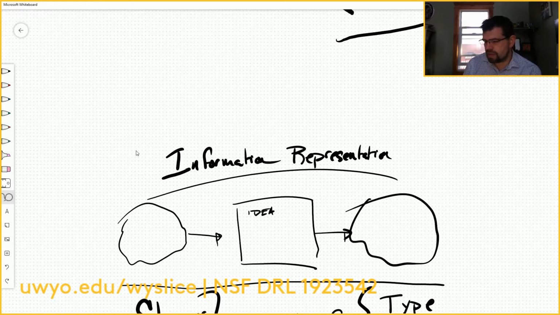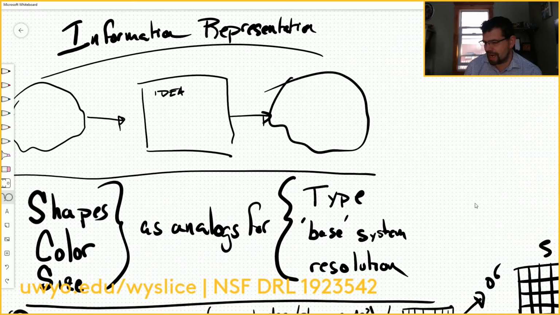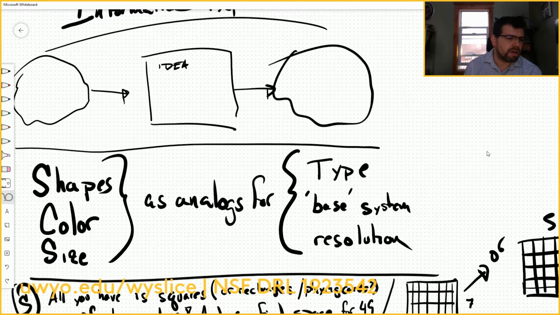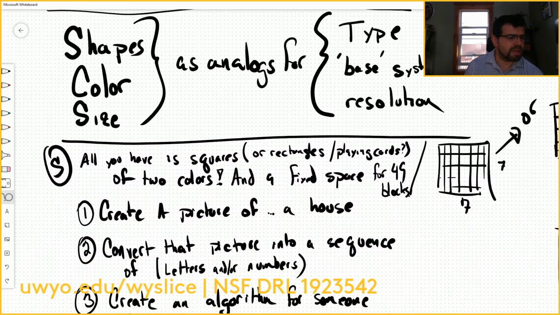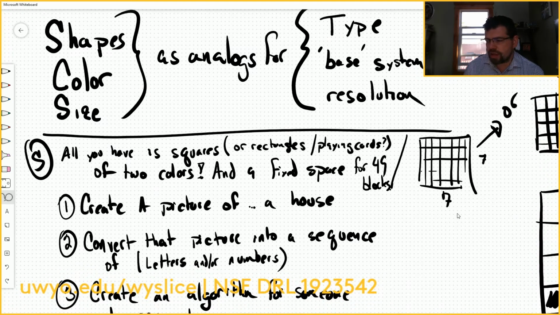So here is the overall premise. We're going to use shapes, colors, and size as an analog for type of number, base system potentially, and resolution. So let's take a look. I've already given you a little bit here, but imagine that all you have is squares or rectangles, playing cards, for example, that only have two colors. And you have a fixed amount of space. That'll be key for the extension here.